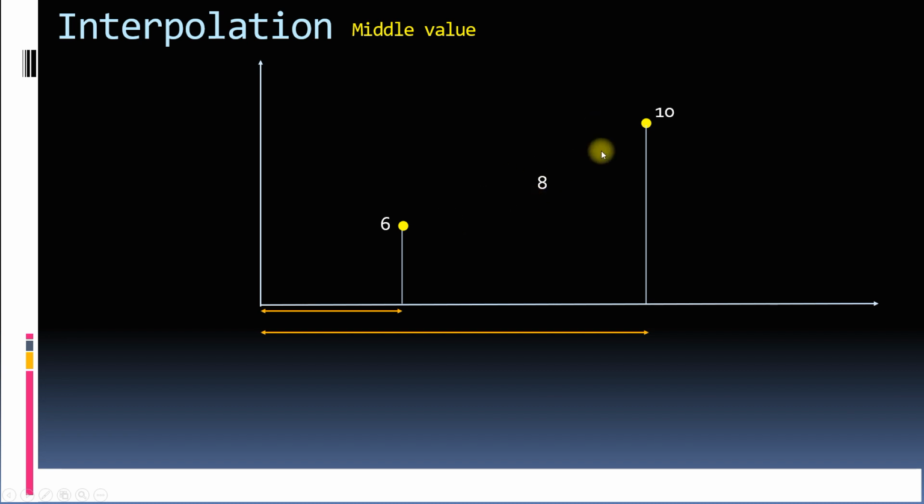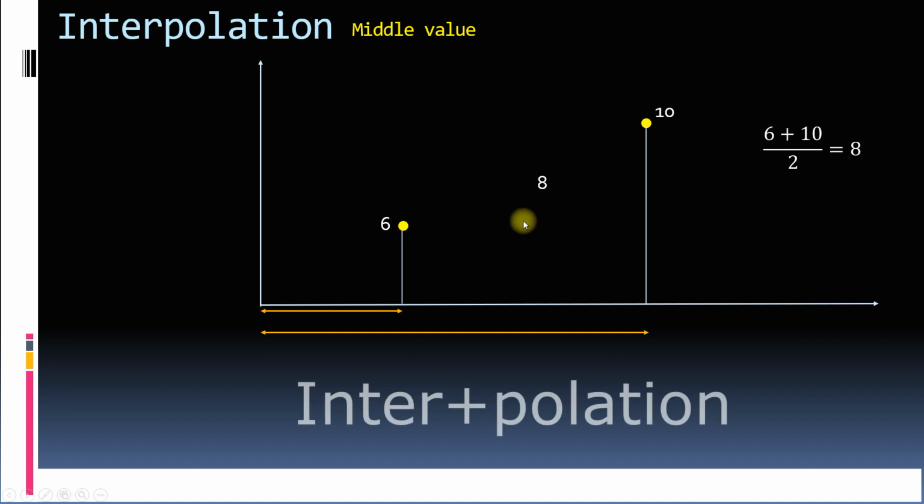I do not know how you have figured it out. Maybe you have taken the average of the two numbers, that is 6 plus 10 divided by 2, which is equal to 8. Or you may have guessed that 8 is equidistant from 6 and 10. Congratulations, you have done interpolation. Interpolation consists of two words, inter, which is between, and polation, which is to put a new material. So by putting 8, you have put a new material between 6 and 10, and that is interpolation.